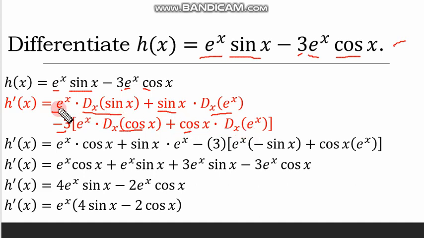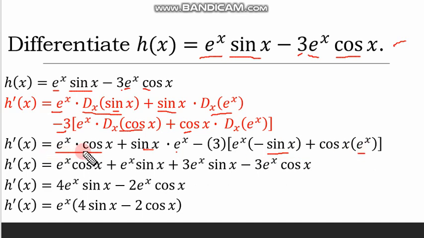Okay, we will solve. E raised to x times sine x. The derivative of sine x is cosine x. So times cosine x plus sine x, and then the derivative of e raised to x is e raised to x again, minus 3, and then e raised to x times the derivative of cosine x, which is negative sine x, plus cosine x times the derivative of e raised to x, which is e raised to x again.